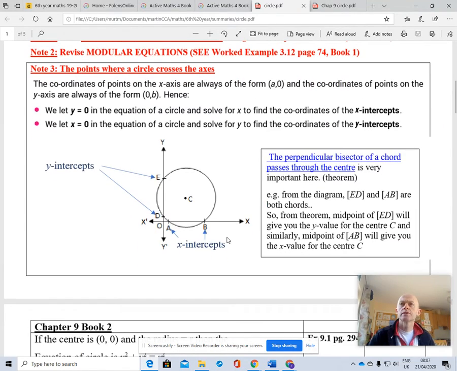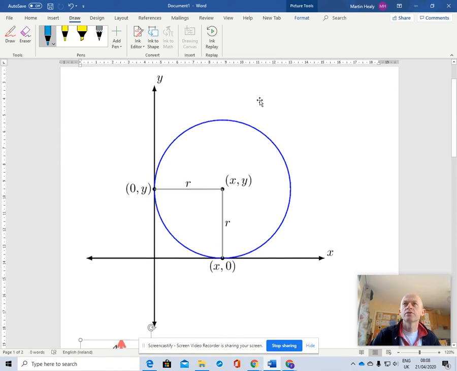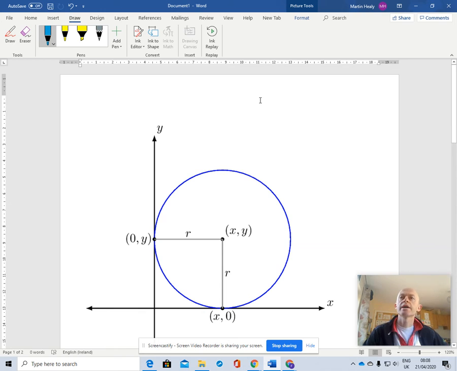So this is just a short video on circles crossing and touching axes. There's an important theorem that says the perpendicular bisector of a chord passes through the center. And just to look here at some of the things that might affect you. First of all though, looking at tangents.